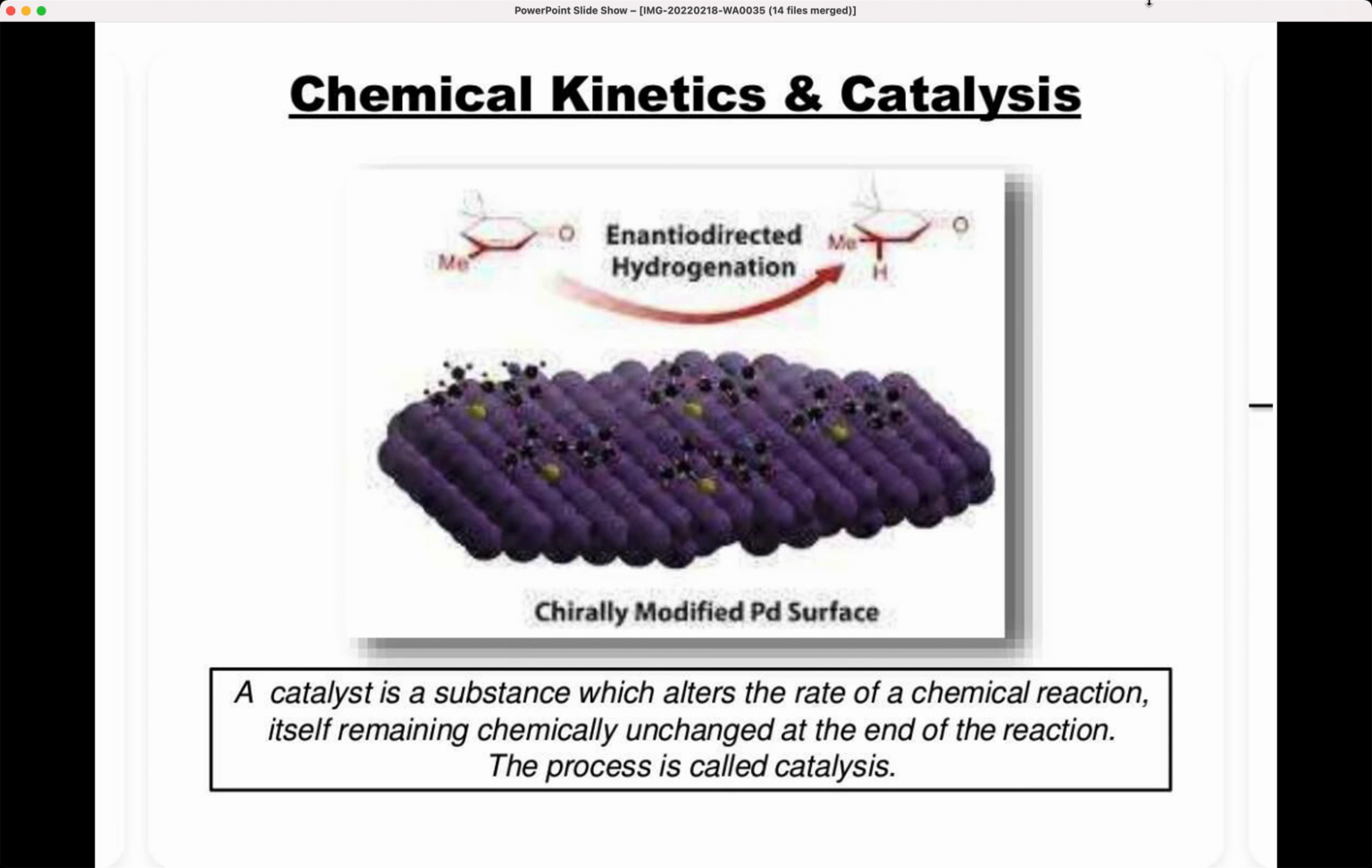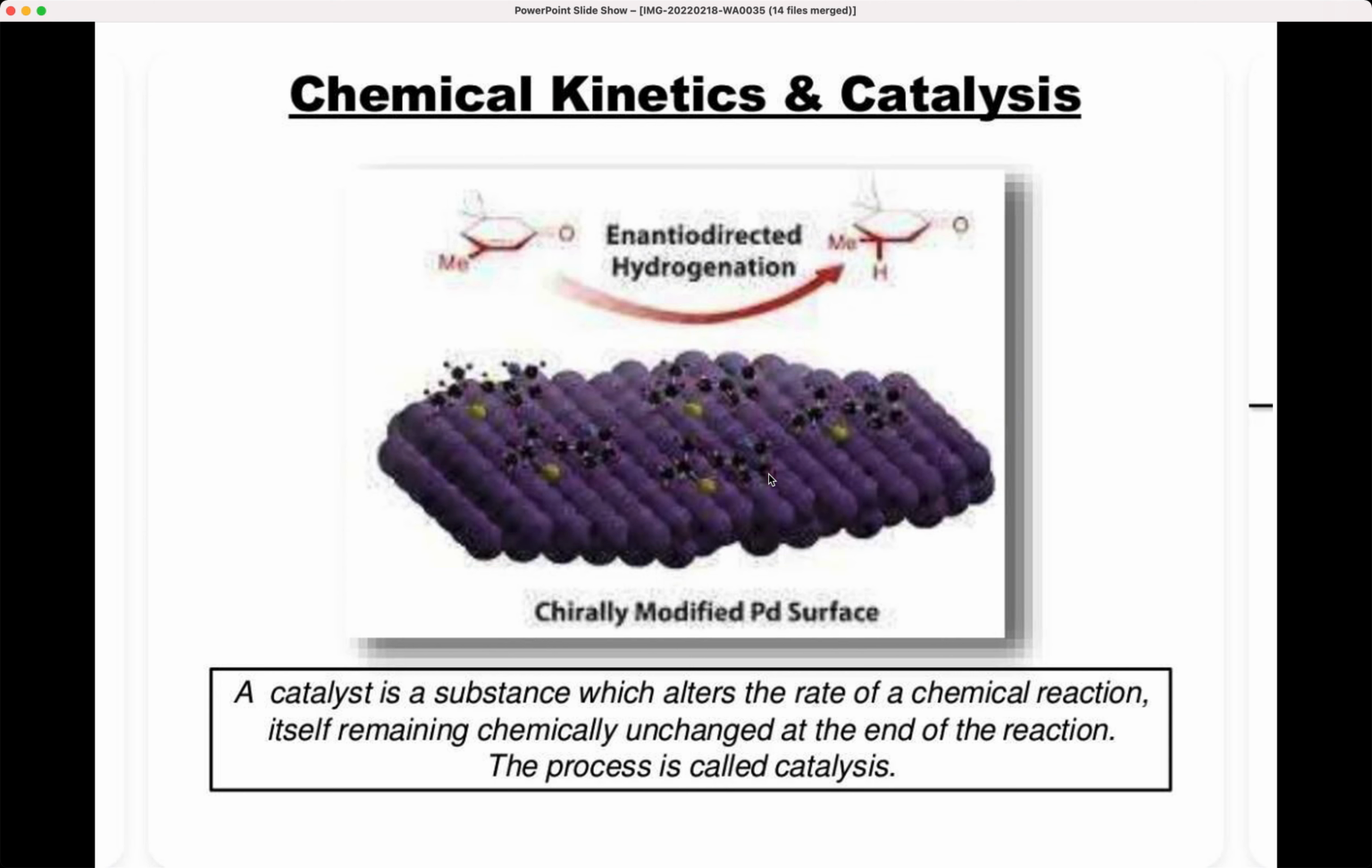Now next, what is chemical kinetics and catalysis? You can see that a catalyst is a substance which changes the rate of the reaction, that is, it can either speed up a chemical reaction or slow down a chemical reaction, and it itself doesn't change chemically. Till the end of the reaction, the catalyst remains unchanged, and this process is known as catalysis. The example is given here.